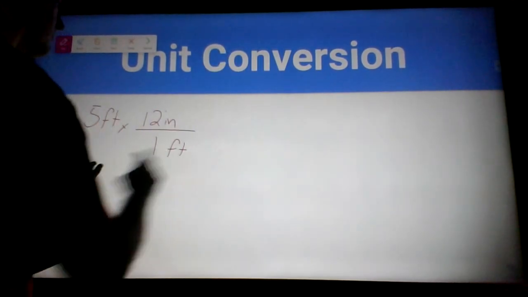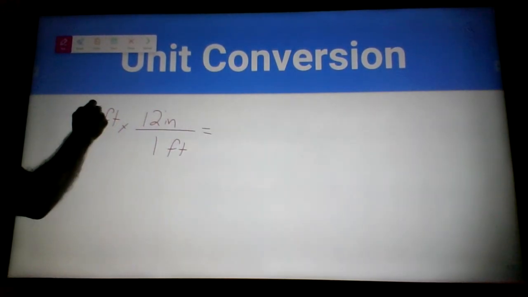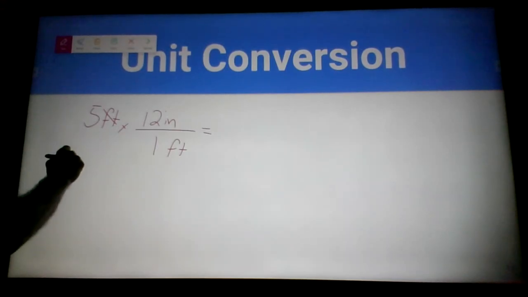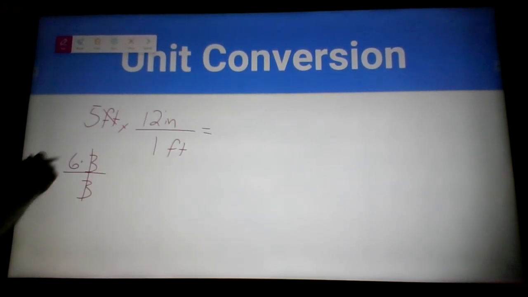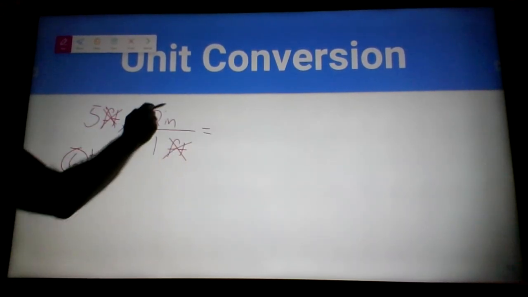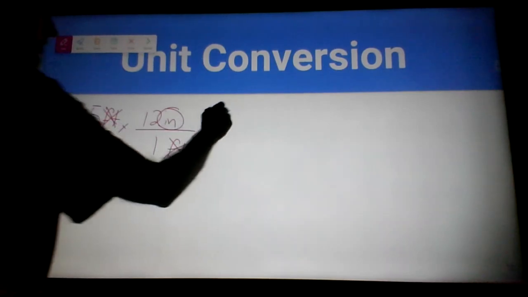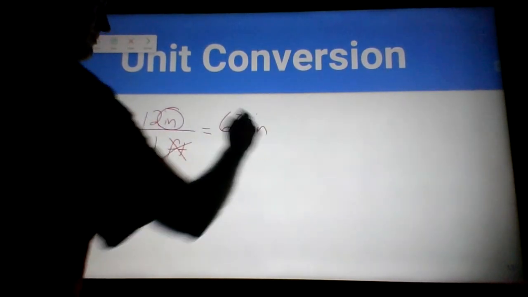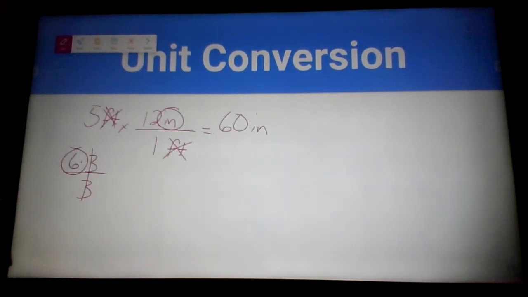Need more room here. Just like in math, when we have something like 6 times 3 divided by 3, we know that those will cancel and we're left with the 6. Units do the same thing. The feet will cancel with the feet. Inches is left over. 5 times 12 is 60. Of course, by now you notice, 5 times 12, but this is really how that works. Well, what if the numbers aren't so obvious?